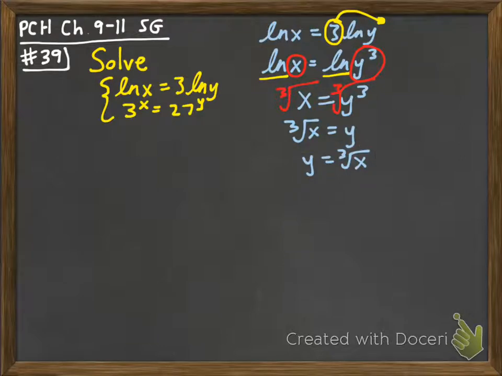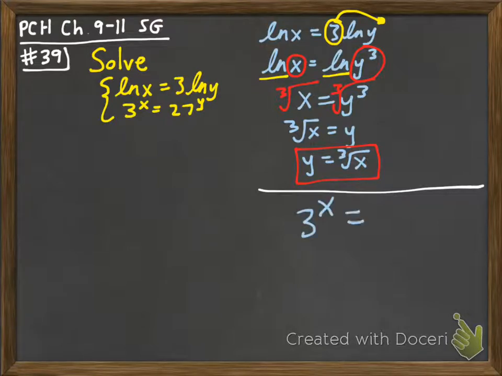Then we do the same thing for the second equation. For the second equation we have 3 to the x equals 27 to the y, but 27 can be rewritten as 3 cubed. When we do that, we use the property of exponents that says power to a power, these two get multiplied together. So we can write it as 3 to the 3y.